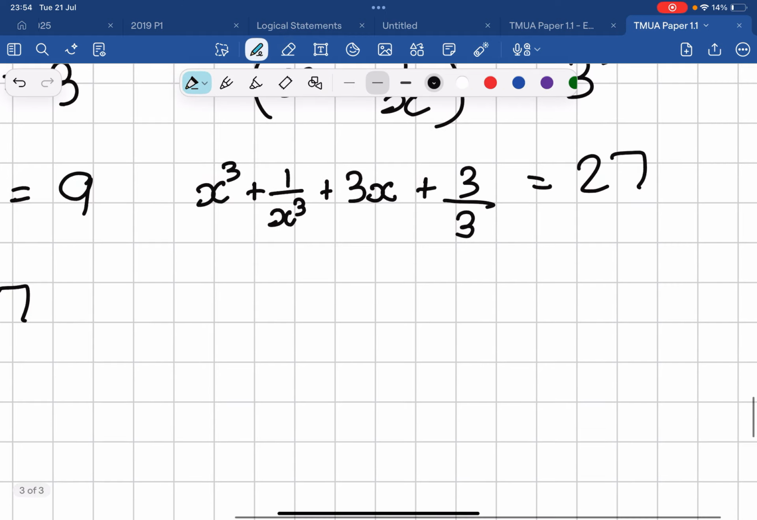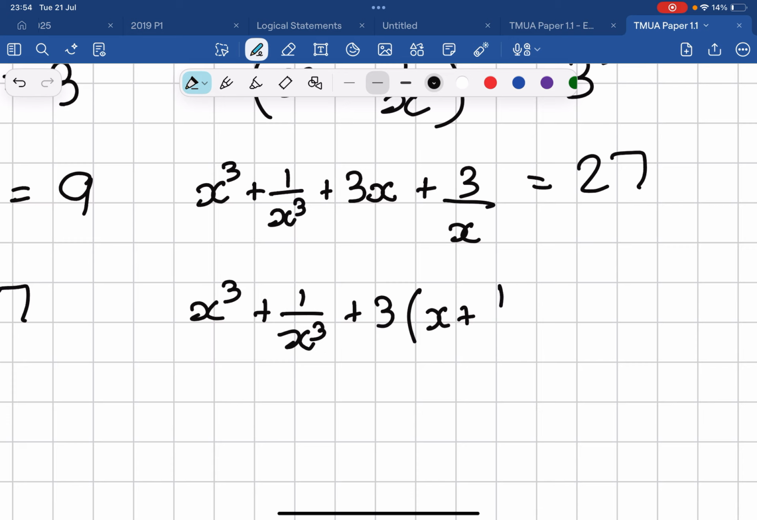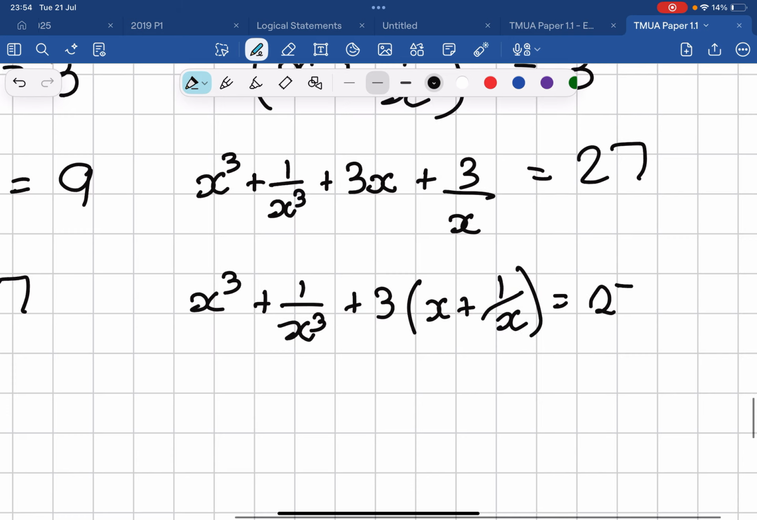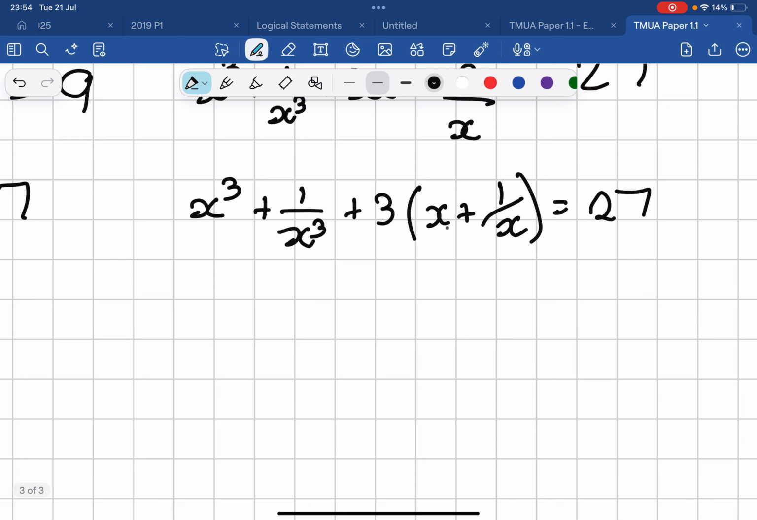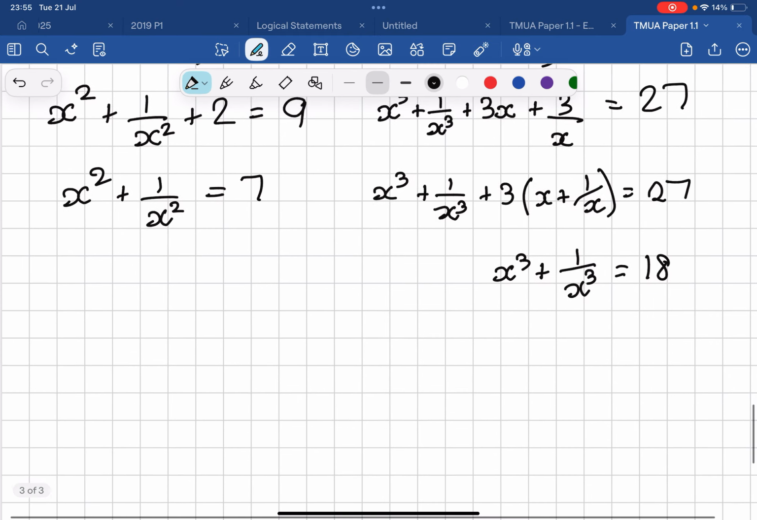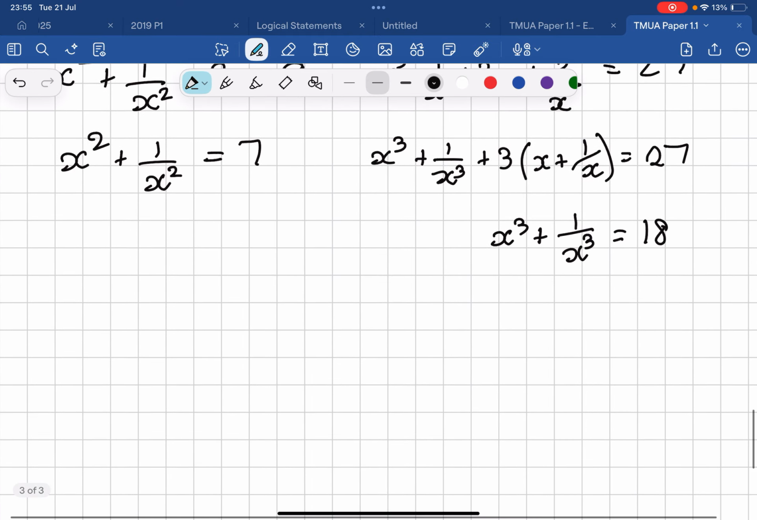And obviously we can pull out a 3 from these last two terms, 3 times x plus 1 over x. And we know what x plus 1 over x is, that's just 3. So we have 3 times 3, which is 9. Then taking that away from both sides, we get 18. Alright, we've got an expression with x squareds and an expression with x cubes.